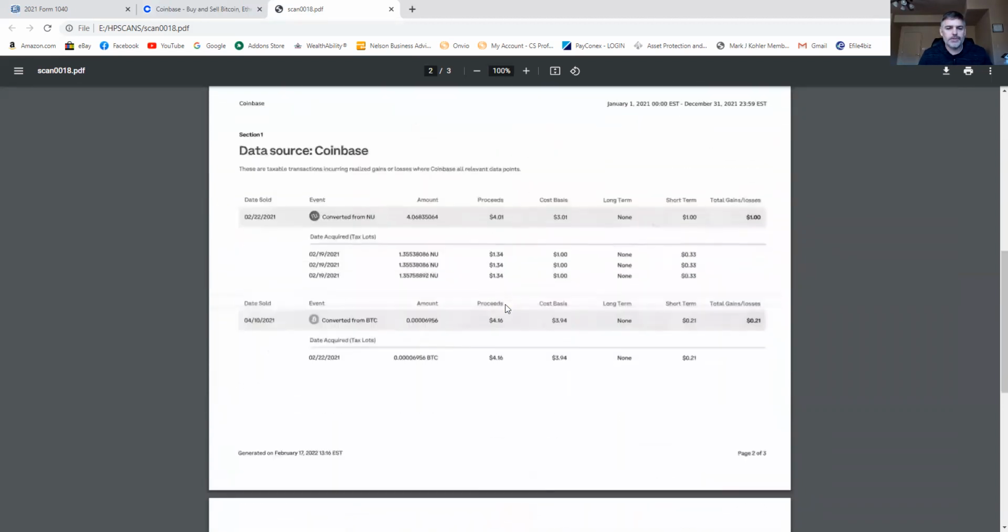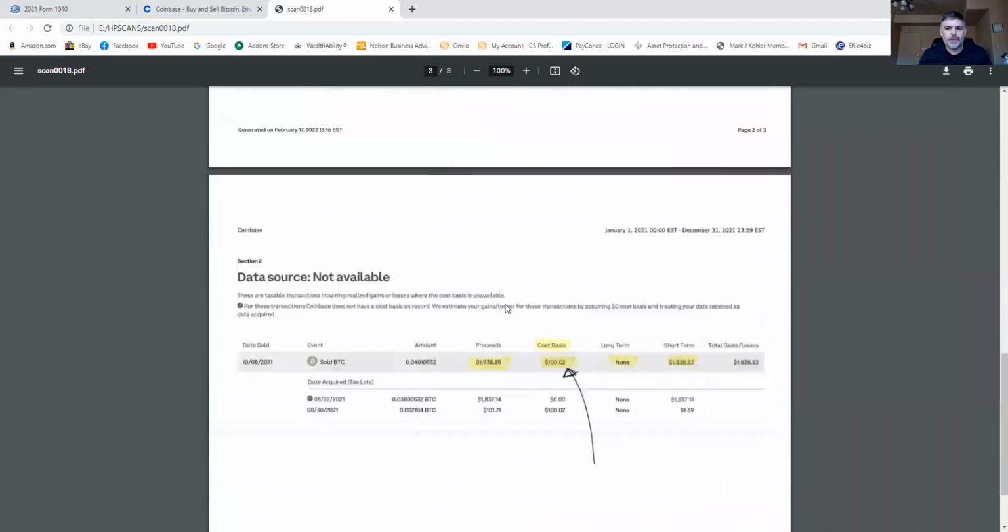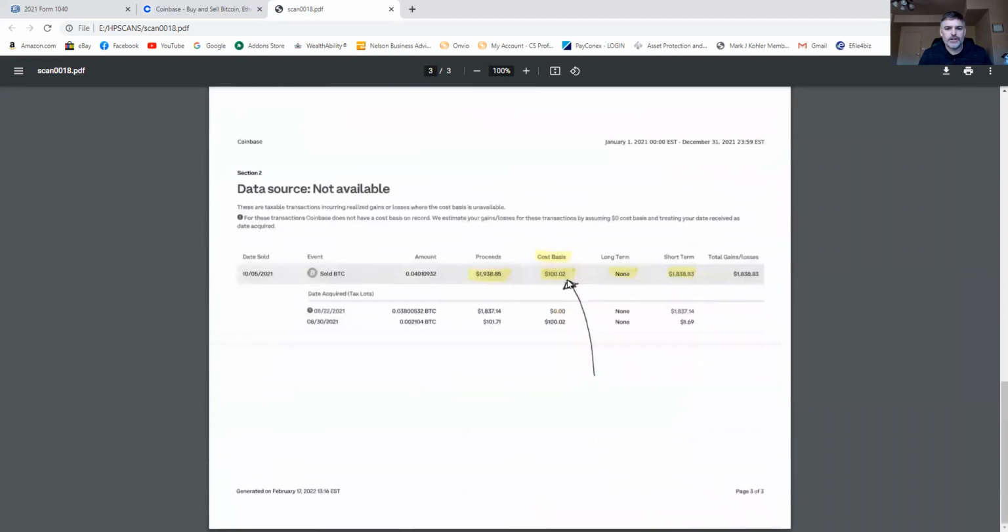If we drop down here just a little bit, right here they're just putting in $100. The reason this $100 is in there is because I got a text, a security type breach text from Coinbase. So they gave me a free $100 in Bitcoin to compensate for that. So it's kind of weird. That's why it's showing a cost basis of $100.